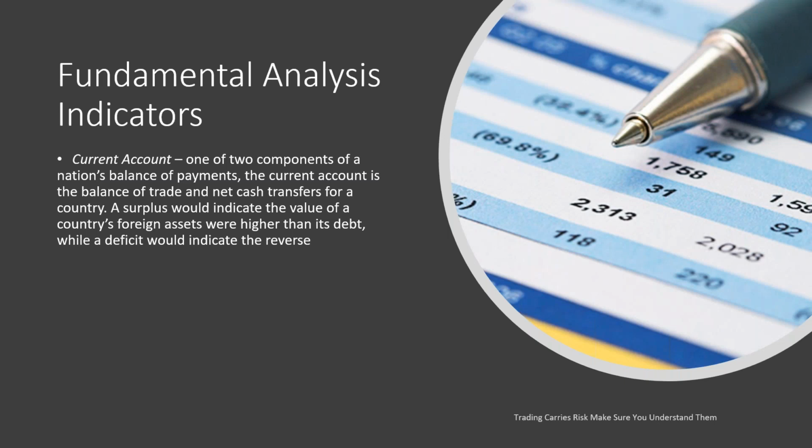Current account balance is one of the two components of the nation's balance of payments. It's the cash money flowing in and out of the country. How many bills are having to be paid out, how much money is coming in, including foreign investment.